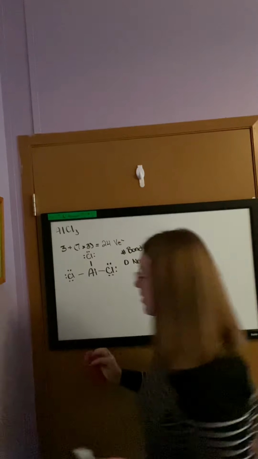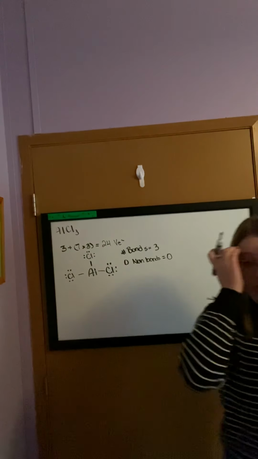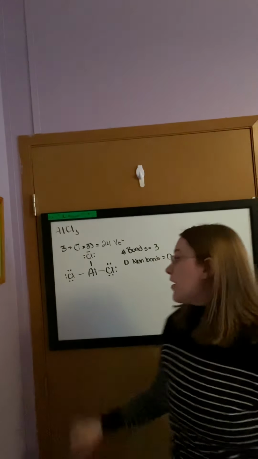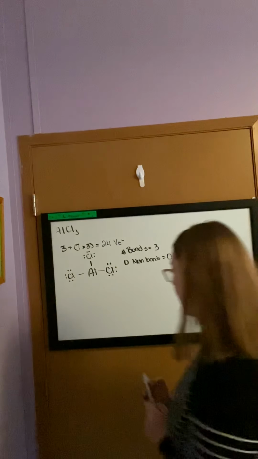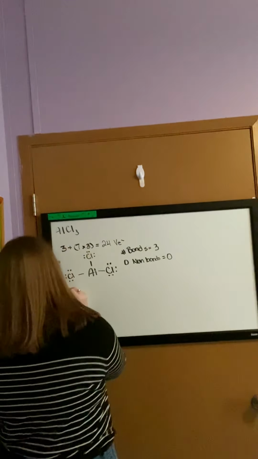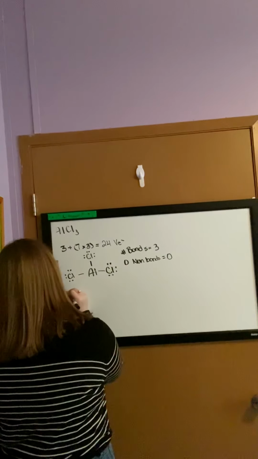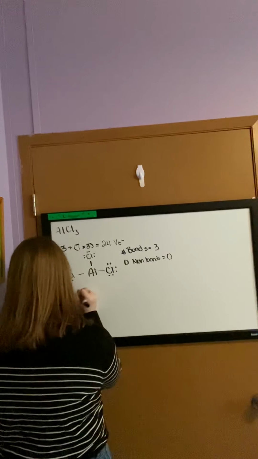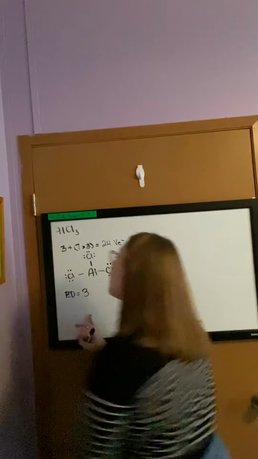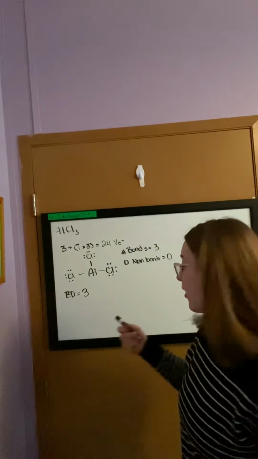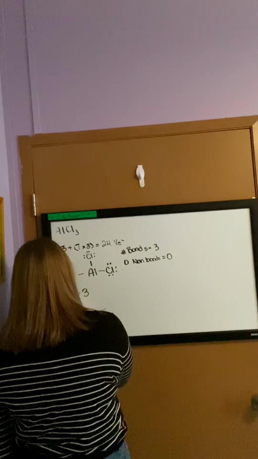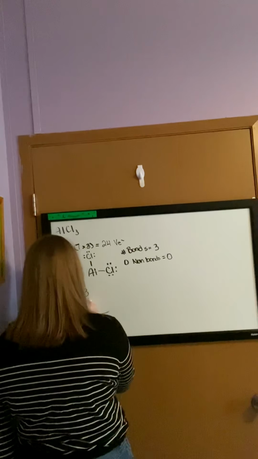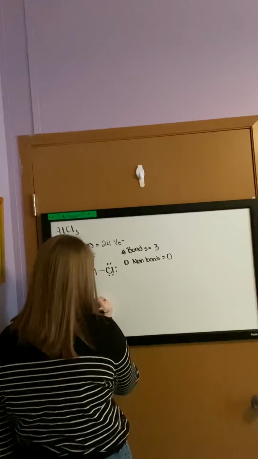So next we're going to talk about electron domains. There are currently 3. You can tell because there are 3 bonds on aluminum. So we are going to say that the electron domain equals 3. And now that we know how many electron domains, we can find the electron domain geometry, which again is trigonal planar.